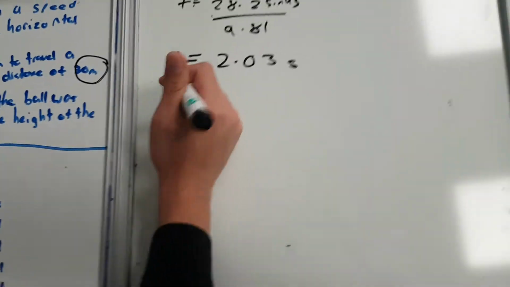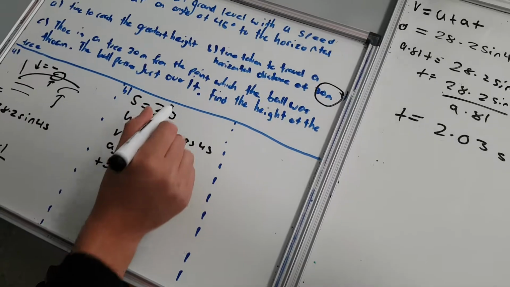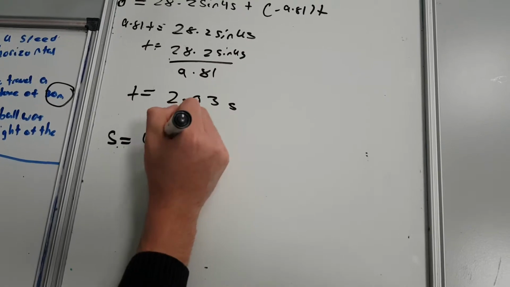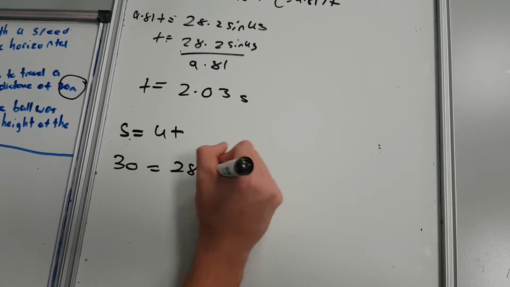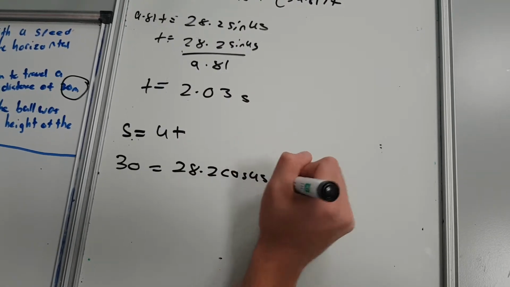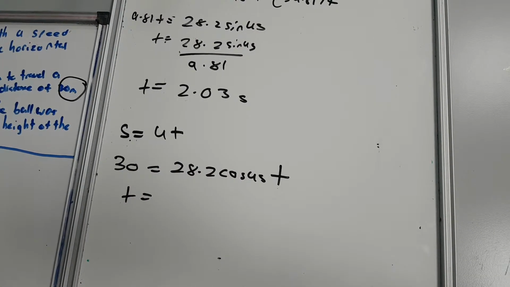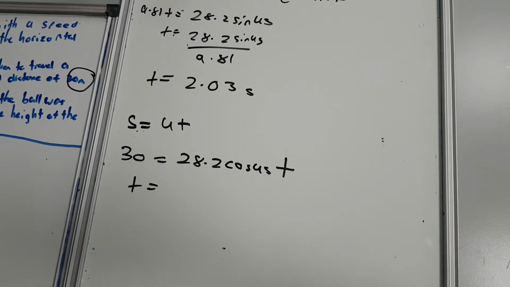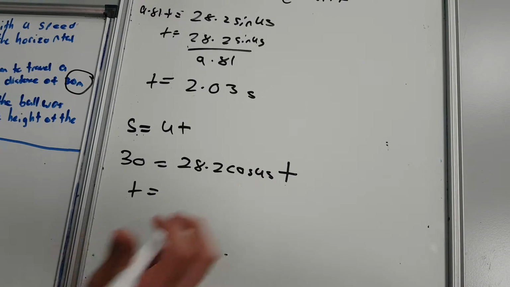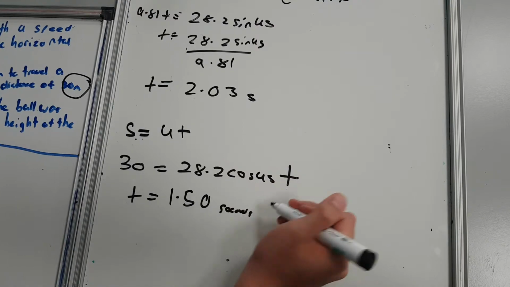Okay. So for this one, we want to find the time. So we use s equals ut plus half at squared. But since a is 0, we can just use s equals ut. So 30 is equal to 28.2 cos 45 t. So t is equal to 1.50 seconds to 3 significant figures.